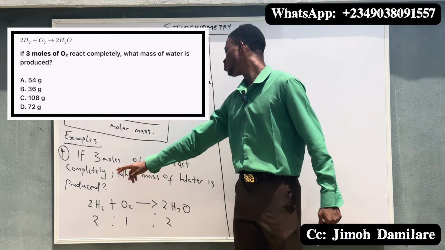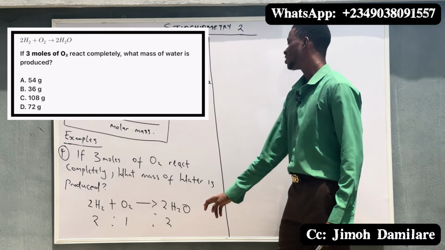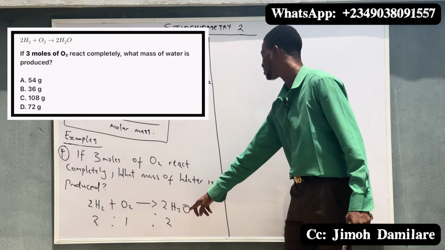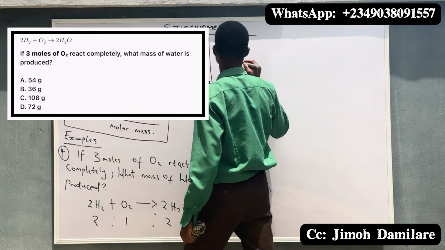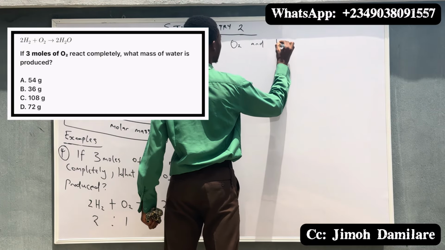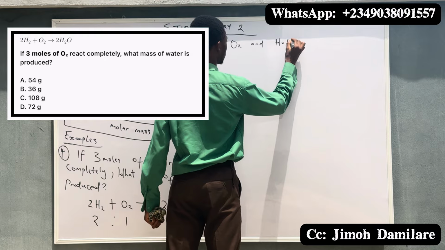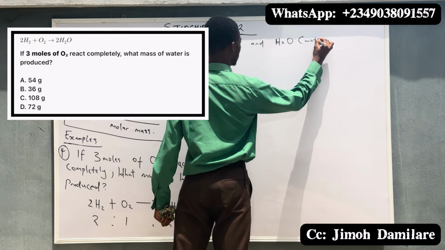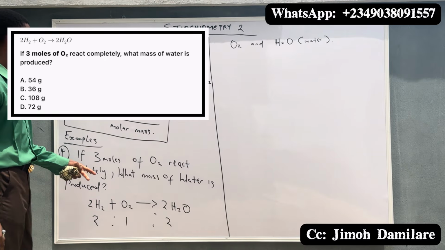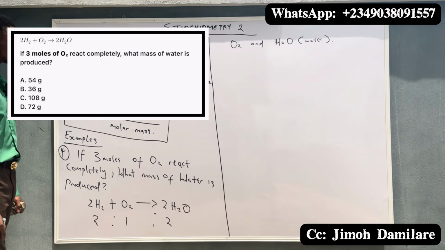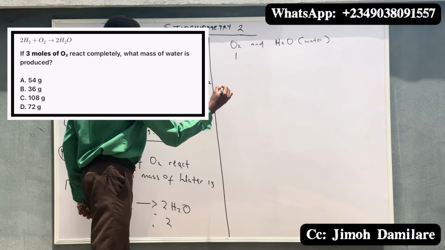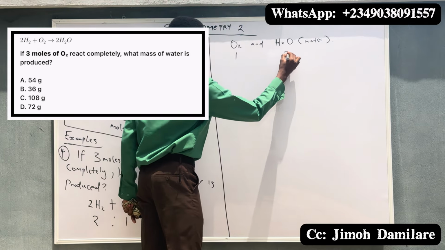So the next task is to look at what the question is telling you to calculate. We can spot O2 in this question, and also water, which is the same thing as H2O. So the question is asking us about O2 and water, H2O. These are the two molecules and compounds the question is talking about, oxygen and water. And from this mole ratio, we know that the mole of oxygen is 1, while the mole of water is 2.